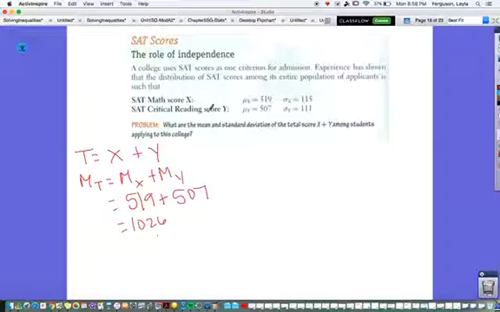Basically what it means is because students who score high on one exam tend to score high on the other also, then we can't say that these two are independent, and so we can't find the standard deviation. Because basically x and y would depend on each other.